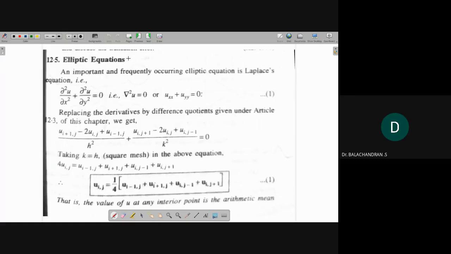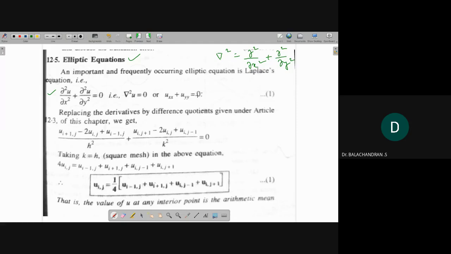And the elliptic equation. Just now I told you that the Laplace equation is the elliptic equation. So this is the Laplace equation: dou square u by dou x square plus dou square u by dou y square equal to 0. In short form, you can write del square, which is dou square by dou x square plus dou square by dou y square. Del square u equal to 0, or uxx plus uyy equal to 0.